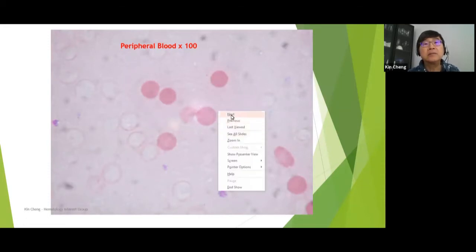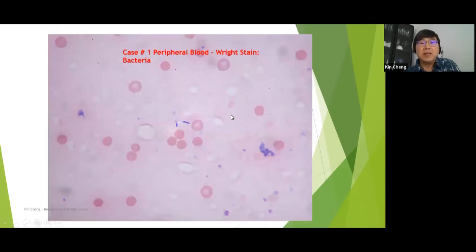Try this. Okay, and then she started to scan the slide. This is pulled back, and she realized that there's something right here. Okay, so this is debris from dirty stain or whatever, and these are platelets, these are platelets, and these are bacteria.